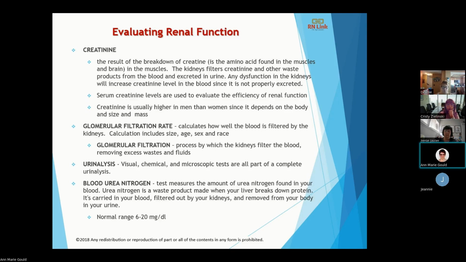Now, the normal range is usually 6 to 20 milligrams per deciliter, okay? However, I tell everybody, look at what your hospital lab ranges are, because everybody has different lab ranges depending on what type of system, what type of testing they do at particular hospitals. Usually this is the normal range that we look at.